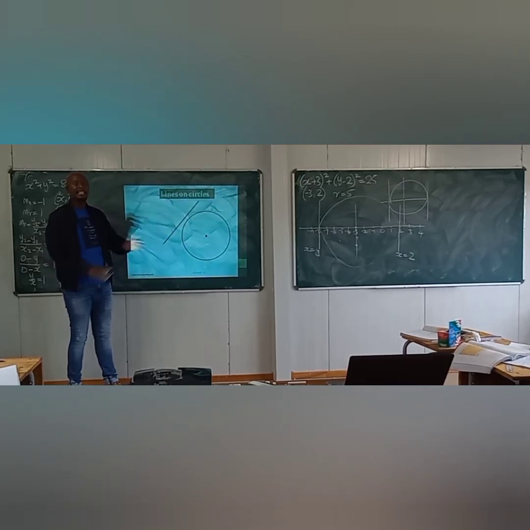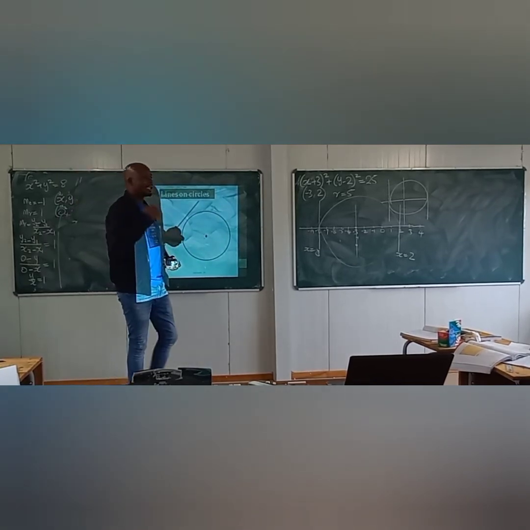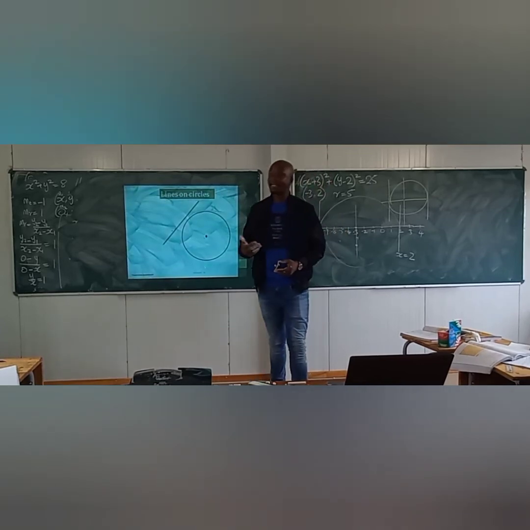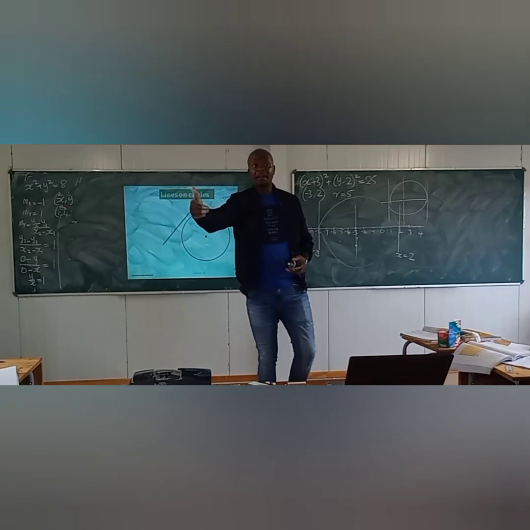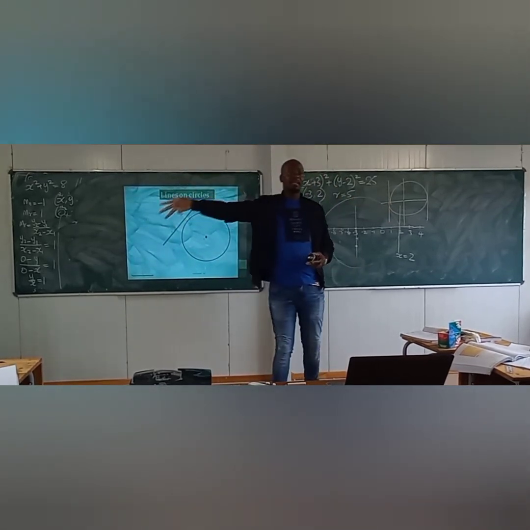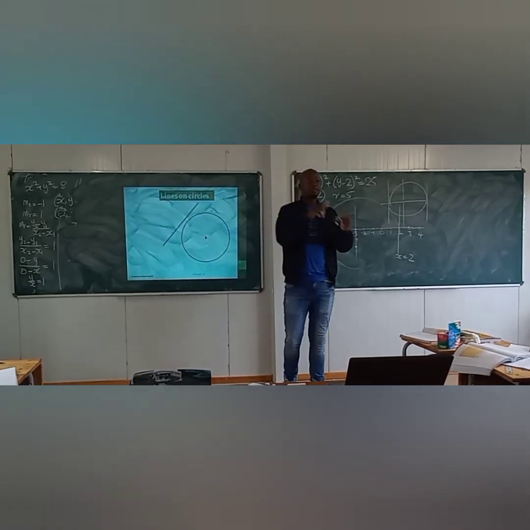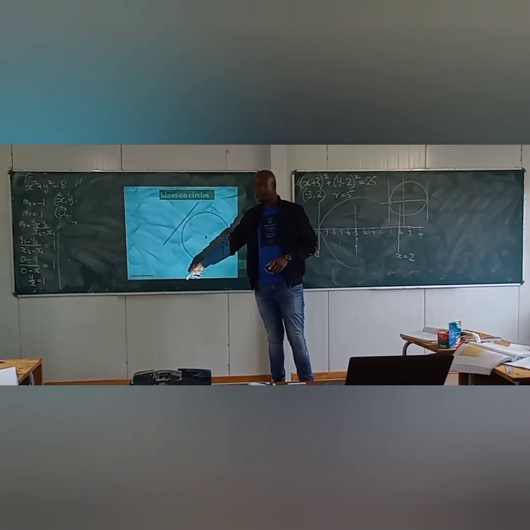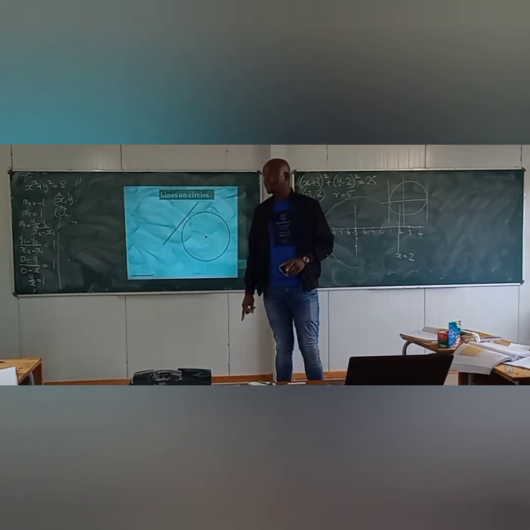With this one, they can ask you the equation of a straight line, which is of the form y equals to mx plus c. The equation of the circle is x squared plus y squared equals to something, depending on the circle. But prove that this line does not touch the circle. How are you going to prove that?